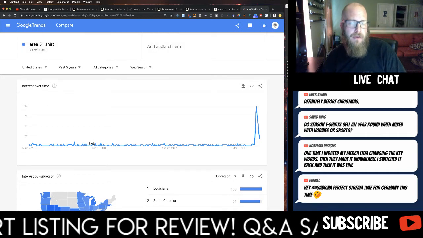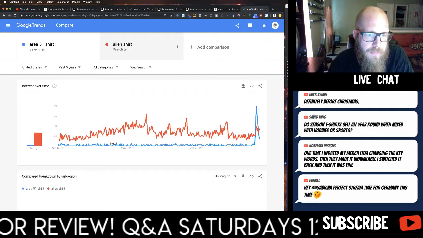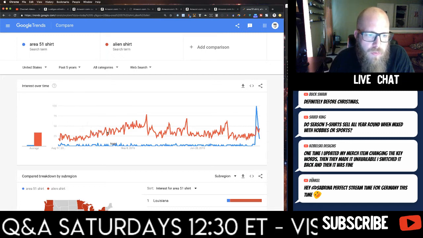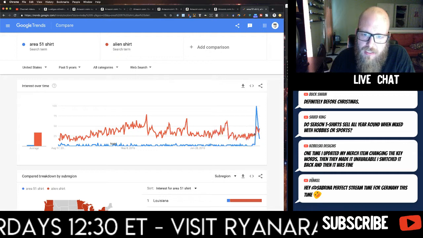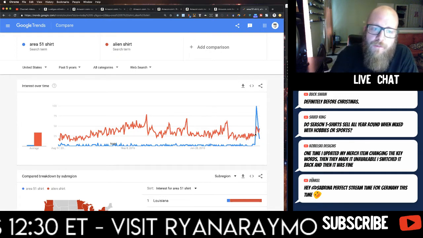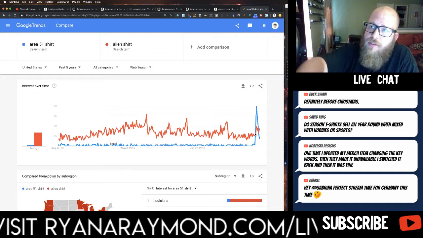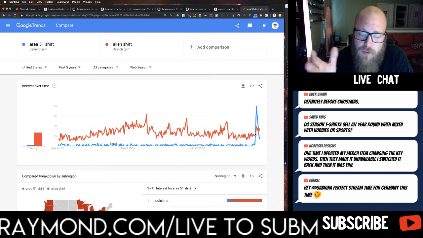So if I compare alien shirt. So alien shirt for the longest time was way more popular than an Area 51 shirt until right here. So if people had been targeting Area 51 with these alien shirts, they may have had the best chance to rise up. So different search terms have different search volumes.